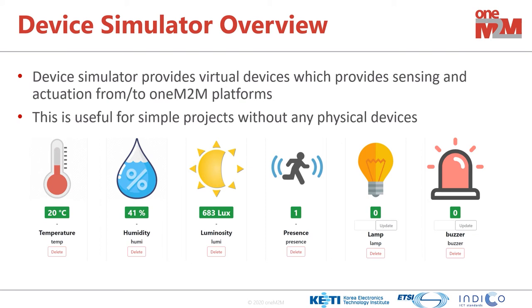And on the screen, you can see several different types of sensors and actuators, like the temperature measuring sensor, humidity, luminosity and presence. And as the actuators, we have the lamp or light bulb or the buzzer.